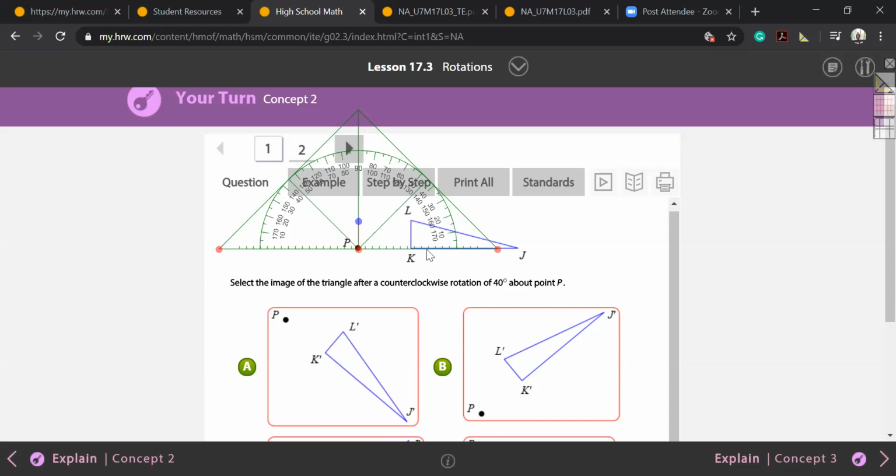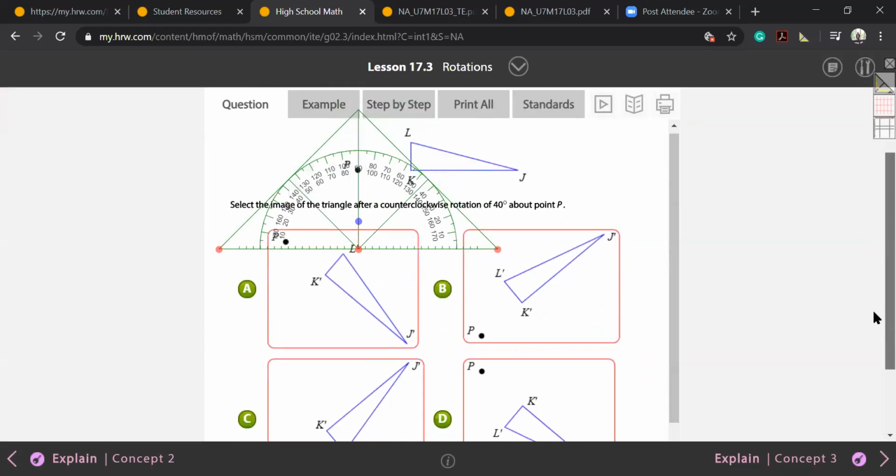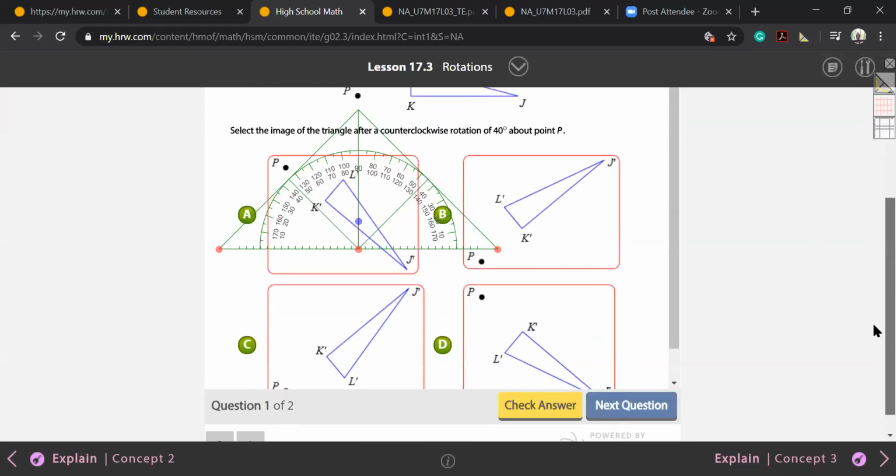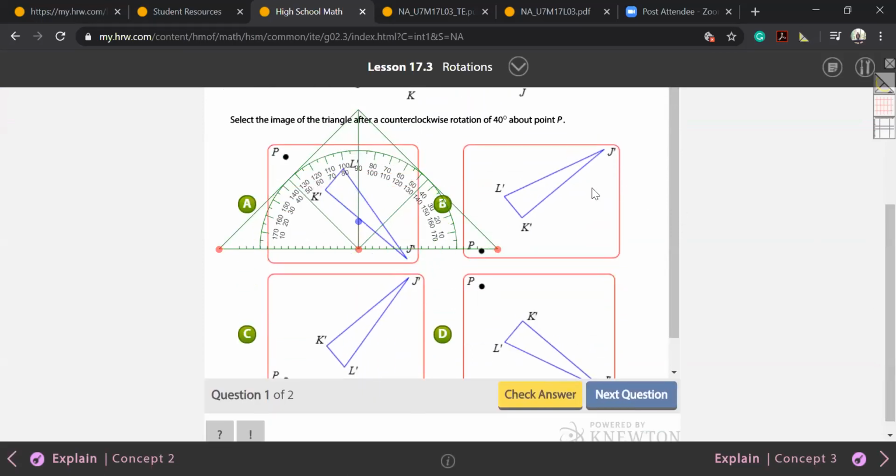For example, it was 2 centimeter. I have to measure 2 centimeter in here, and then I will find K prime somewhere in here, and J prime somewhere in there, up. K prime will be in here, J prime will be up here. So which image, without even finding L, which image will it be? I think it will be B. Check answer, correct. Yes, very good. We did it correctly.